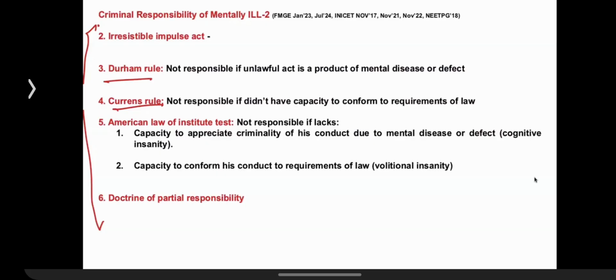Durham's rule: not responsible if it's a product of mental disease or defect. So D here, D here, D here. No need to go into detail. Just remember this phrase, product of mental disease or defect. Curran's rule: capacity to conform to the requirements of law. Remember this phrase. C for Curran, C for capacity, C for conform. Okay.